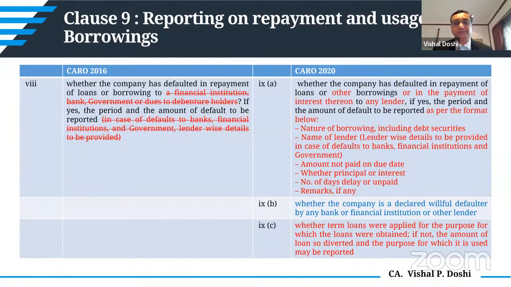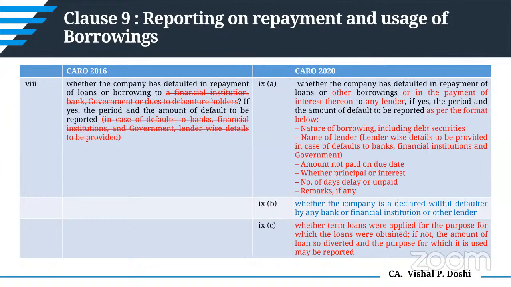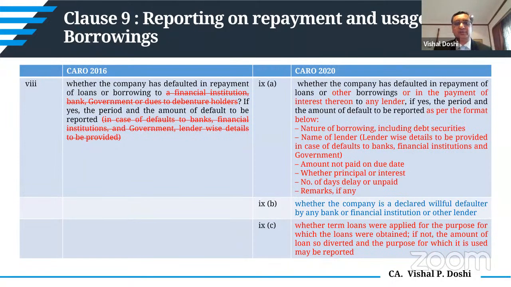Now Clause 9 about borrowings. So earlier we had to report on borrowings from financial institution, bank, government, or debenture holder. Now that has been removed. So any borrowings that has to be reported, and if there are defaults, then we have to give the details as has been specified. Willful defaulter we discussed under Schedule 3. 9C talks about term loans, whether they were applied for the purpose for which the loan were obtained, and if not, then you give the details of the diversion and the purpose for which it is used.